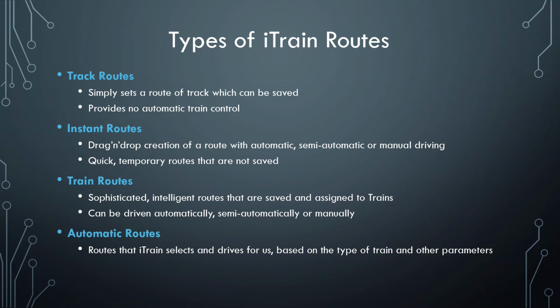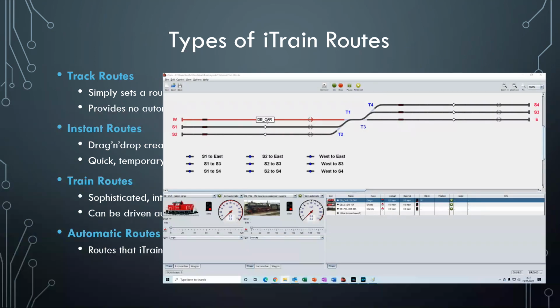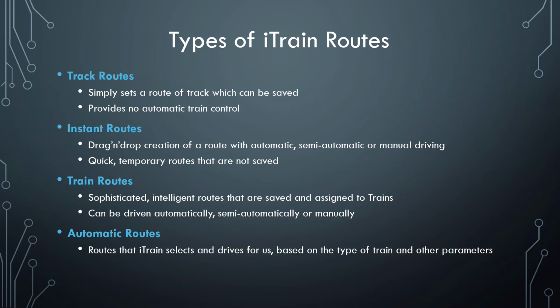Instant routes, which we covered in tutorial 11, 12 and 13, allow us to quickly set and reserve a route on which we can drive our trains manually, semi-automatically or fully automatically. No programming is involved. We simply drag and drop to create the route. They perform the same function as track routes in that they set and reserve a length of track, but the route is temporary and is not saved. Once the instant route is finished, it is lost.